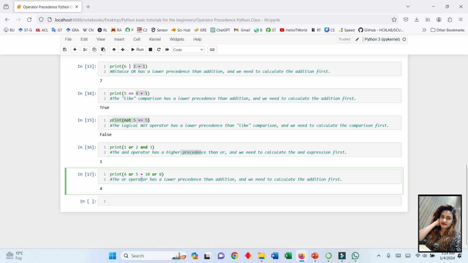And the last portion is this scenario. What should we do? We should do the addition first. 5 plus 10 gives 15, then we calculate 4 or 15 or 8, and the result will be 4.